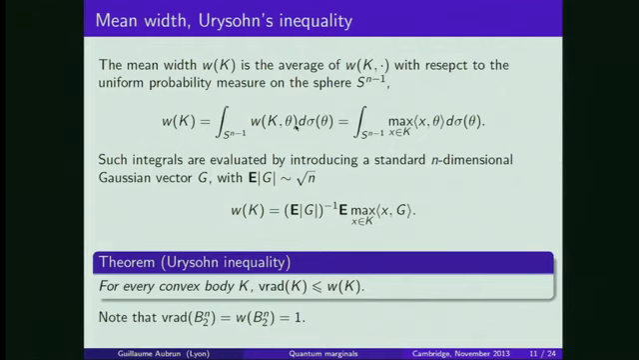So for example, if you look at the Euclidean ball, both quantities are equal to 1. But in general, this inequality should be compared to the isoperimetric inequality, because you can reformulate it as follows. If you fix the volume of a convex set, then the mean width is minimal exactly when this set is a Euclidean ball. And the surface area also is minimal when K is a Euclidean ball. It's the usual isoperimetric inequality, and both are closely related.